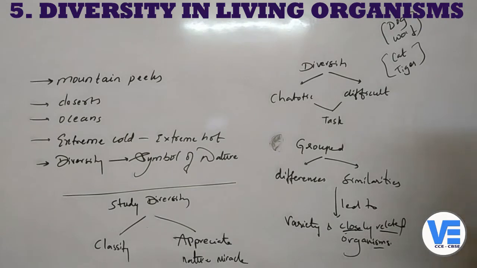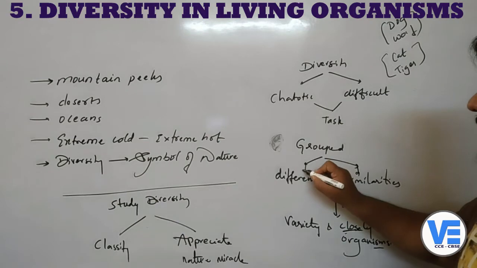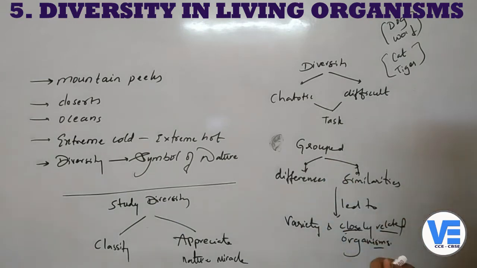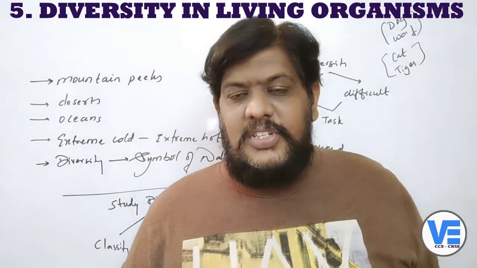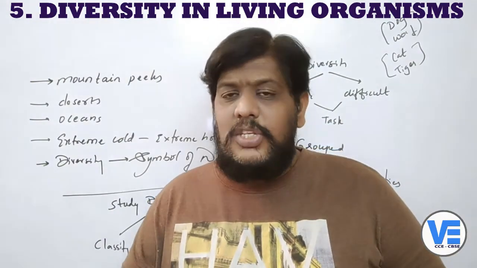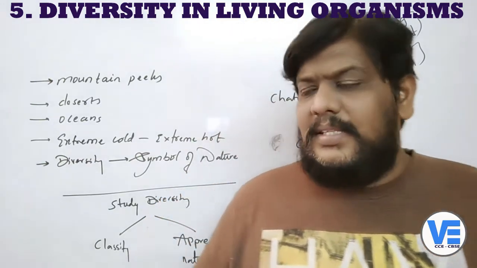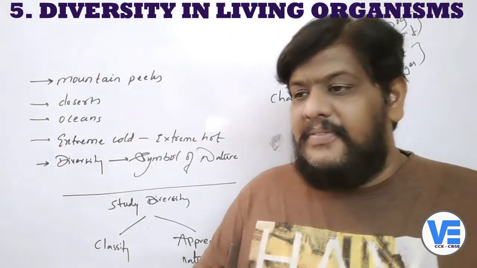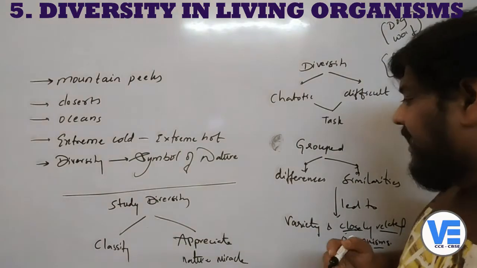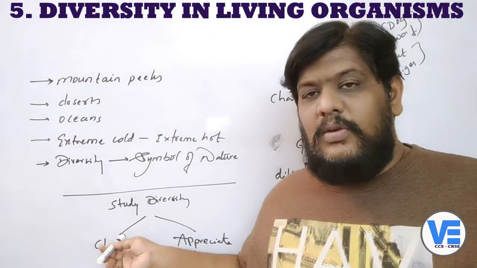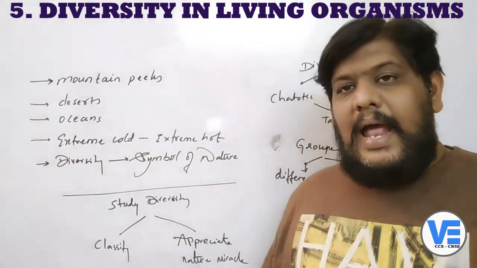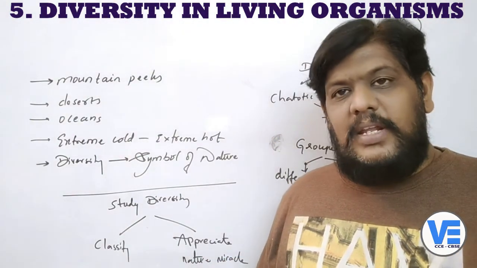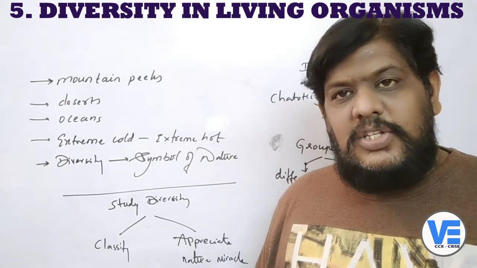Because of this identification, because of looking at the similarities and the differences between the animals, it has led to the discovery of a variety of living organisms which are closely related to each other. So in this lesson we will try to identify the variety of organisms, and we will try to classify them.